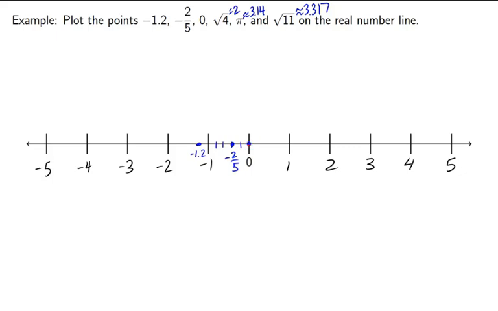Alright, 0 is one of our numbers. Square root of 4 was 2. Pi is about 3.14, so 3.14, maybe somewhere around here. And finally, square root of 11 was 3.31, which is actually very close to pi.